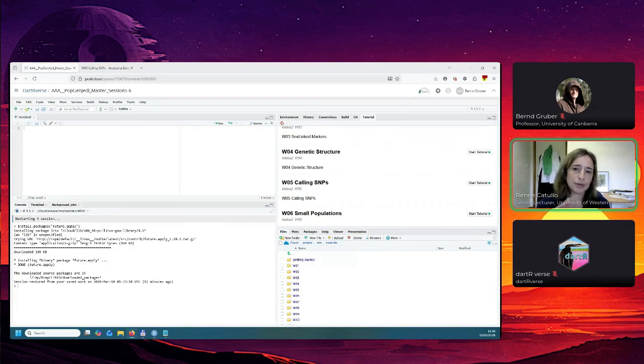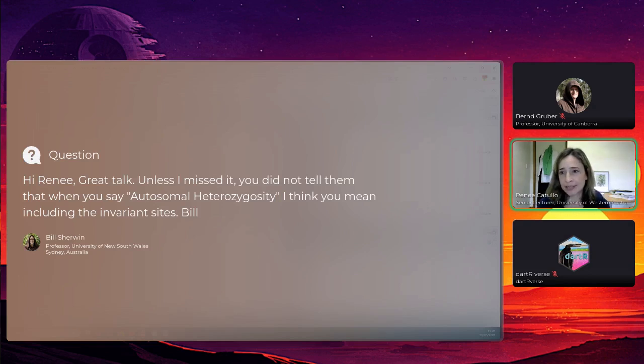Yes, Bill, when I said autosomal heterozygosity, the Schmidt et al. paper defined autosomal heterozygosity as basically biallelic sites plus invariant sites. Introducing the invariant sites means that is a value that right now you can only get out of Stacks and things like that. That's not a number you can get out of dartR, but it does include invariant sites.